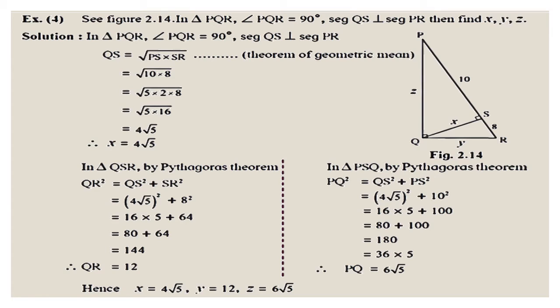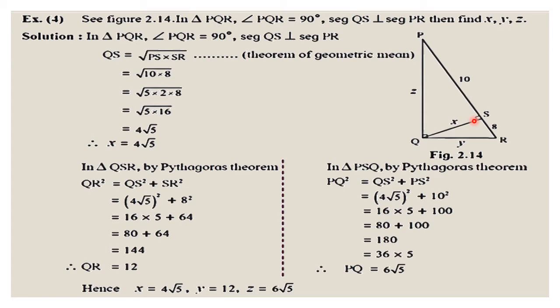This is example 4, wherein there is a figure 2.14. Here we need to find three values actually. Value of x, value of y, and value of z. Length of all these three segments we need to find. Here angle PQR is 90-degree angle. Again a similar construction is made. From Q towards the hypotenuse a perpendicular is drawn. And we need to find x, y, and z.